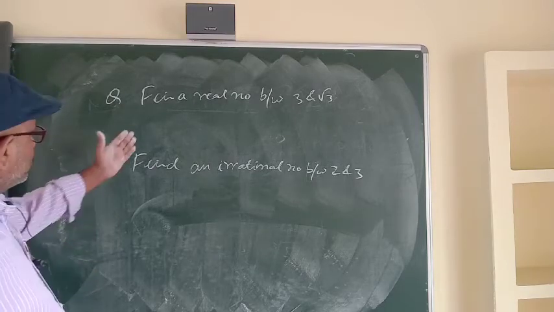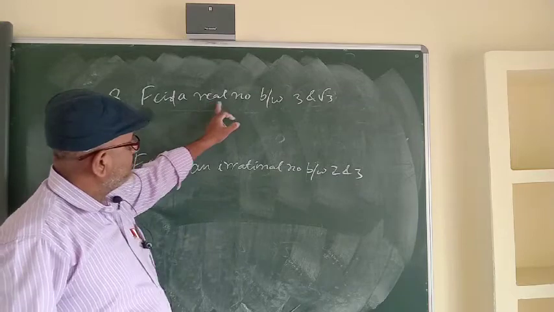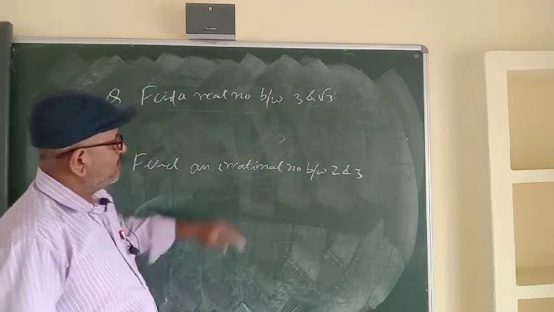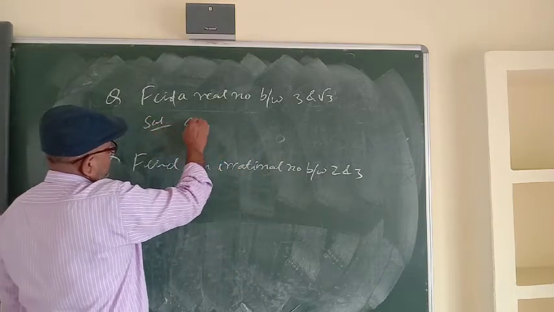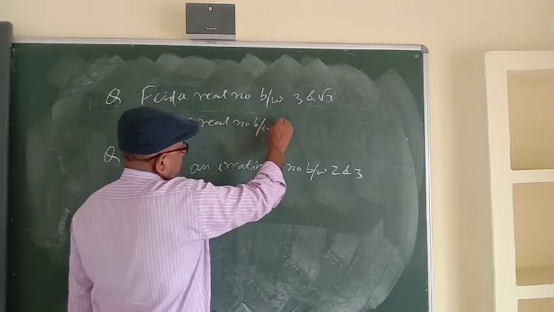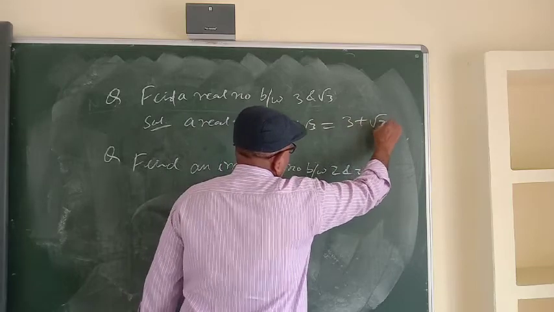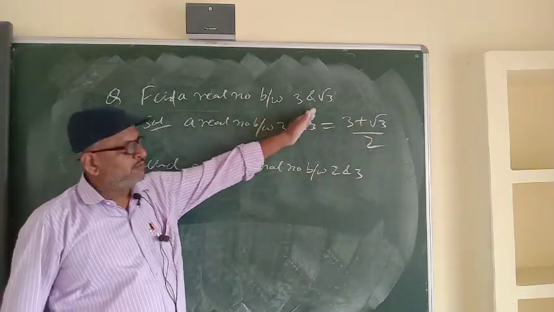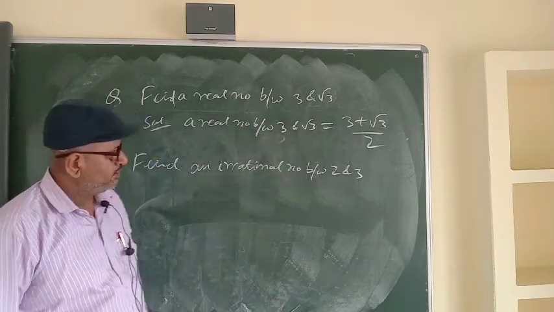I have taken two questions here. Find a real number between 3 and root 3. I have told you how we can write a real number between a and b: it is (a plus b) upon 2. So a real number between 3 and root 3 is (3 plus root 3) by 2.